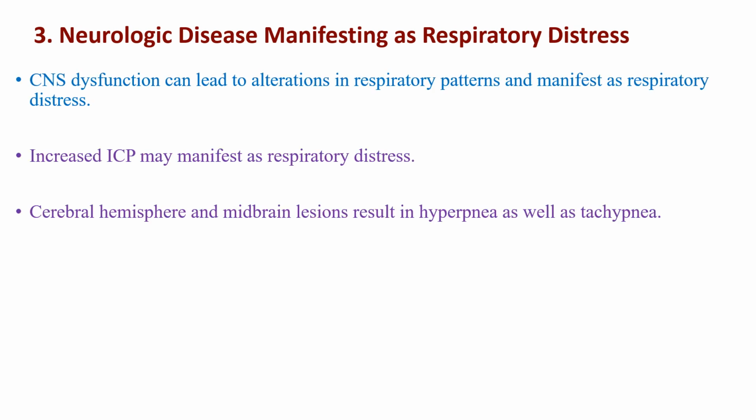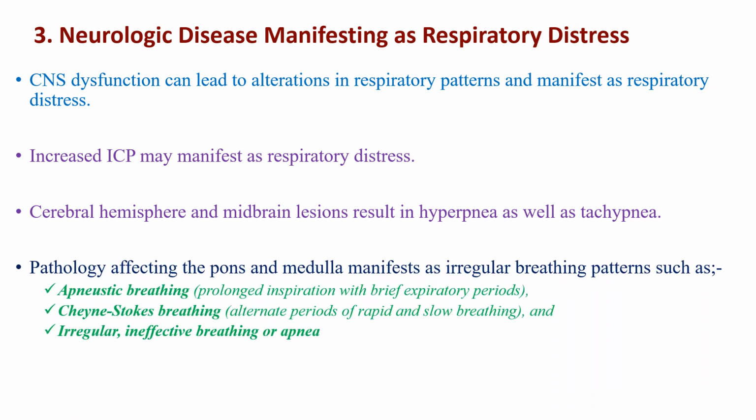The third one is neurologic disease manifesting as respiratory distress. CNS dysfunction can lead to alteration in respiratory pattern and manifest as respiratory distress. Increased intracranial pressure may manifest as respiratory distress because it's a part of Cushing triad. Cerebral hemispheres and the midbrain lesions result in hyperpnea as well as tachypnea. Pathology affecting the pons and the medulla manifest as irregular breathing patterns such as apneustic breathing, Cheyne-Stokes breathing, irregular and ineffective breathing, or apnea.